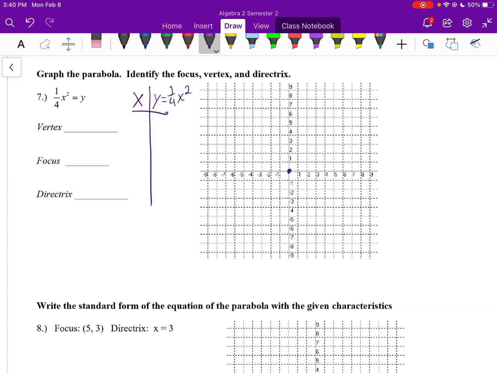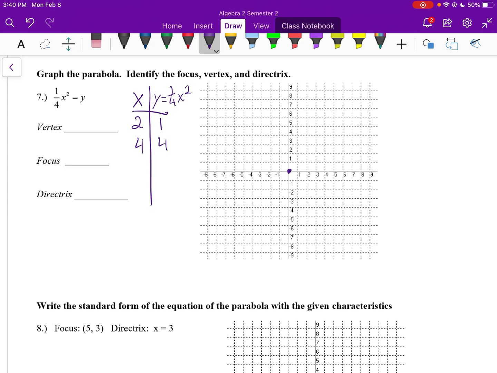Then figure out good values to plug in for x. Like 1 squared times 1/4 is going to be 1/4. I don't want to use that, so I'm going to use 2. 2 squared is 4. Divided by 4, we get 1. 4 would be another good value. 4 squared is 16. 16 divided by 4, we get 4.